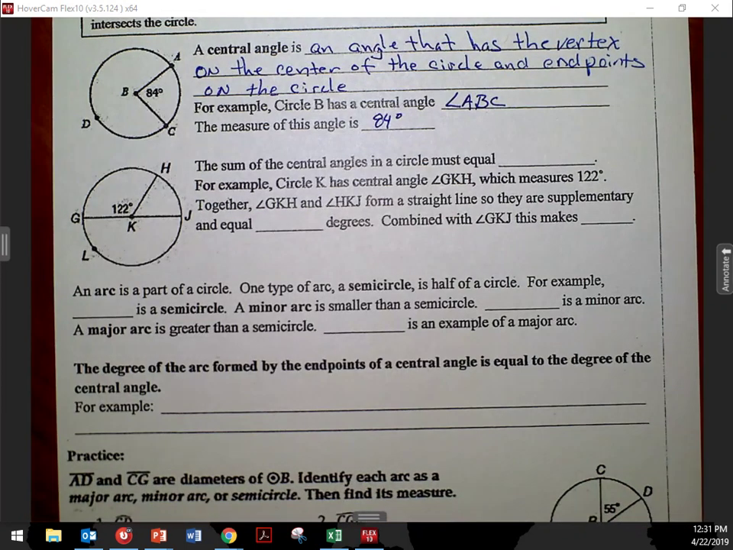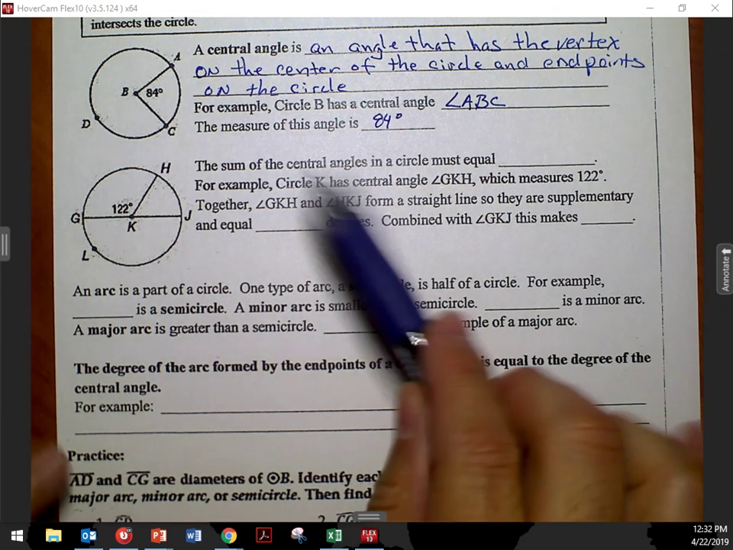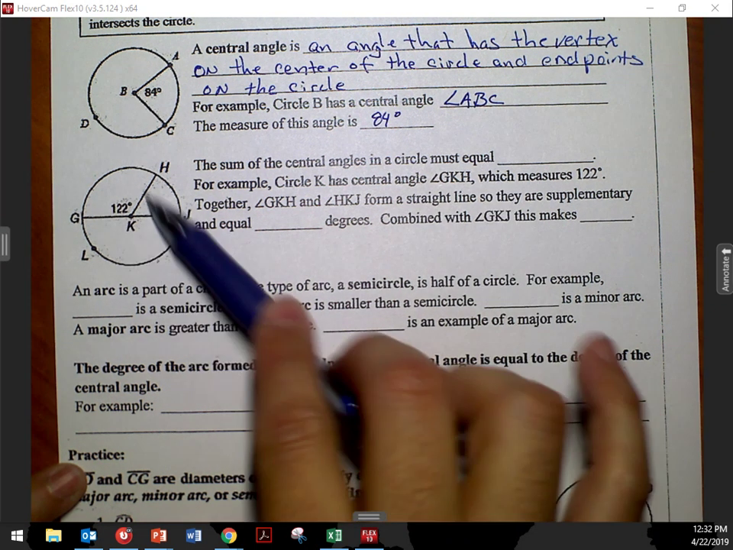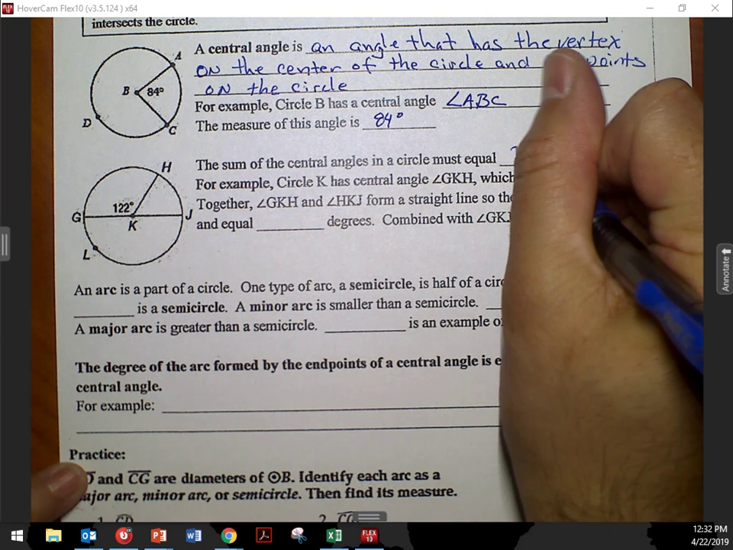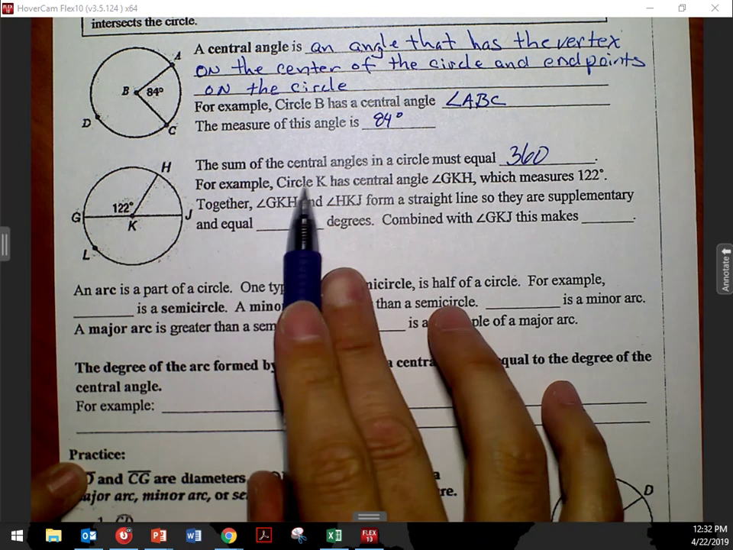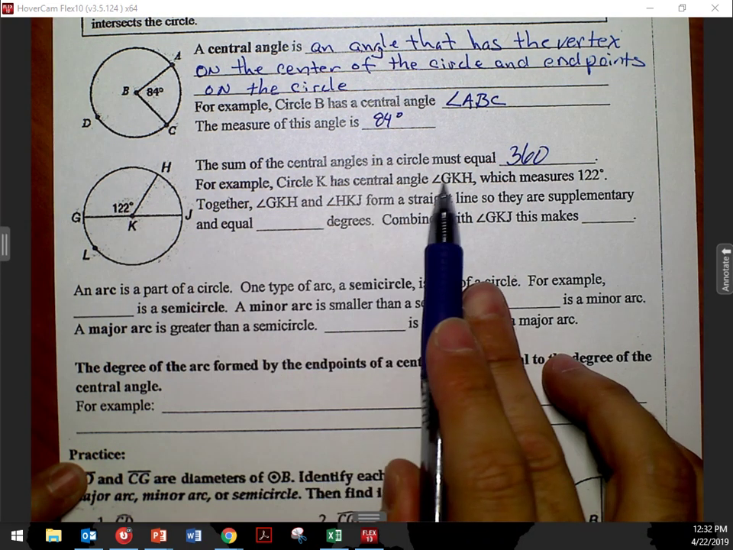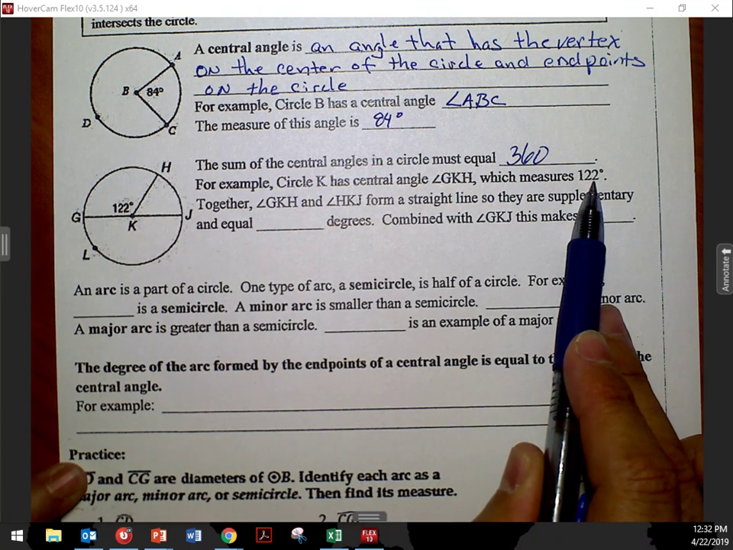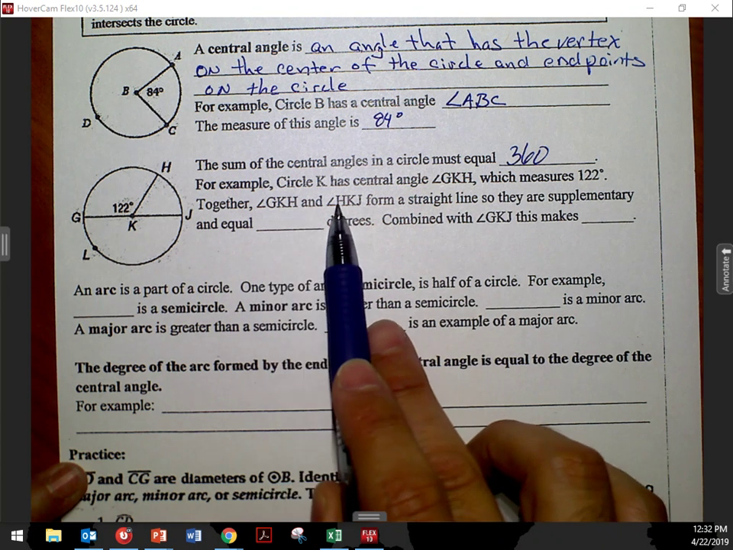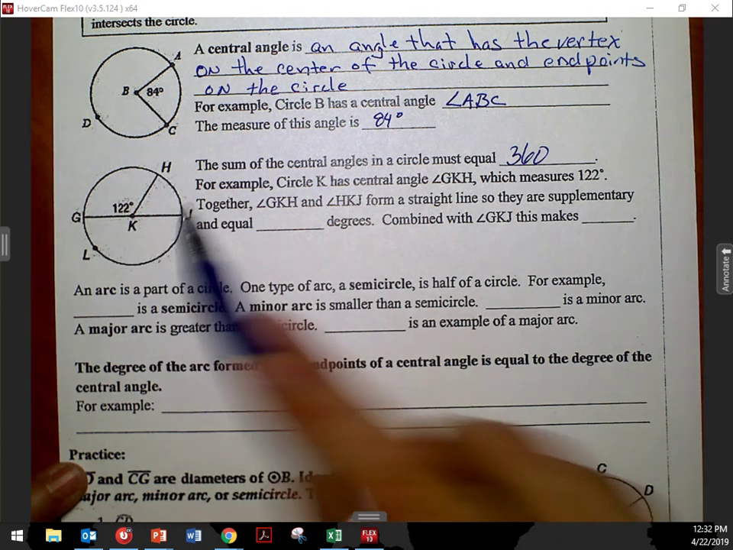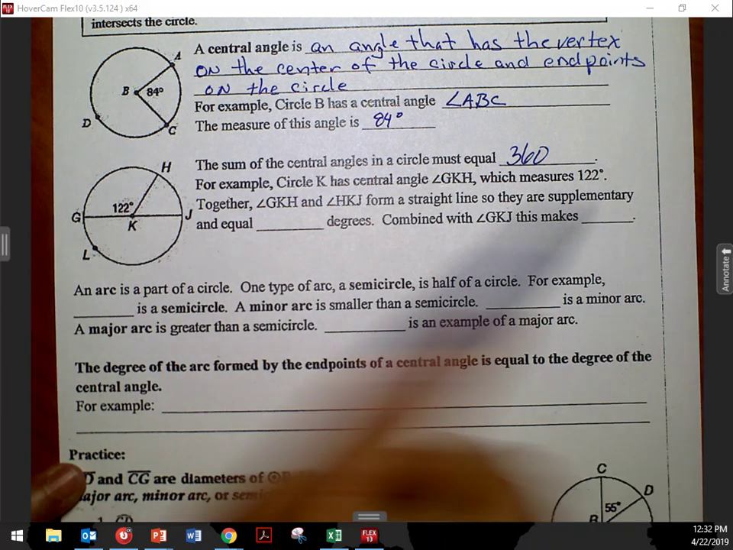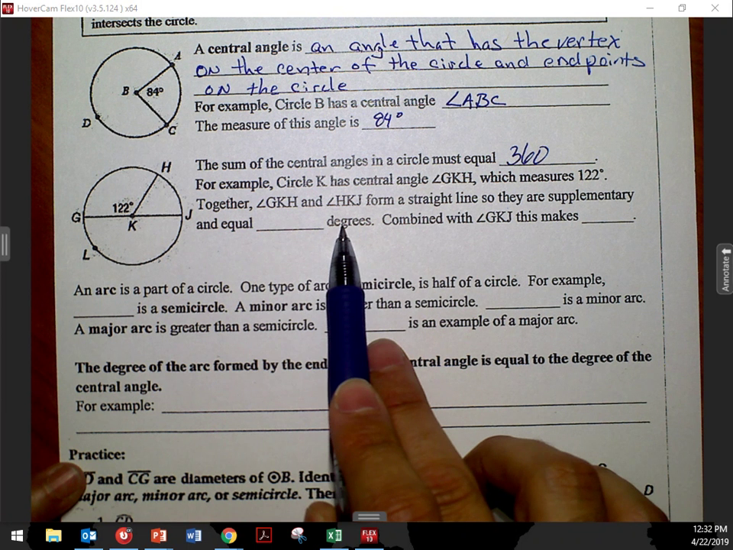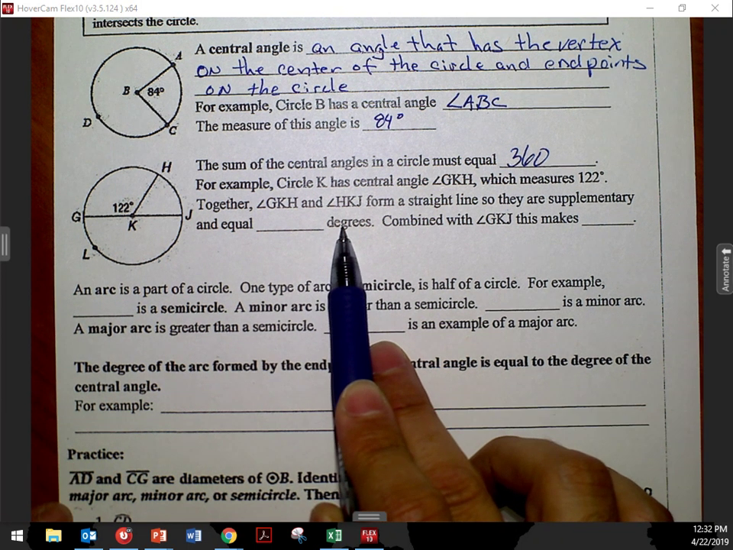Okay, so let's take a look here, please. It says the sum of the central angles of a circle must equal. So all the central angles together have to equal what? 360. For example, circle K has a central angle of GKH, which measures 122 degrees. Together, GKH and HKJ form a straight line, so they are supplementary. And equal how many degrees? What is supplementary? 180, right?